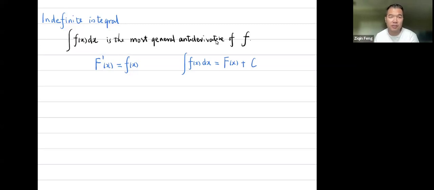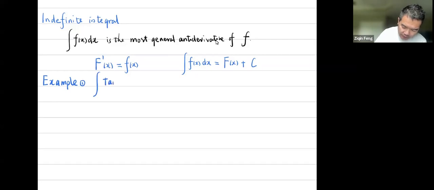So we have a shortcut notation for the antiderivatives. So let's see some examples using the list of elementary function antiderivatives, right? Let's see the first one. Let's see what's the integration of tangent square of x dx. So this is an indefinite integral, right? How do we get that?